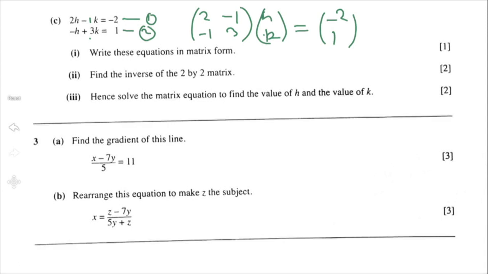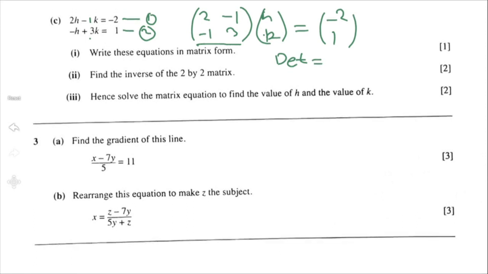Okay. Now we can look at the second part of the question here. It's find the inverse of the 2 by 2 matrix. Here we're referring to this matrix here. It's a 2 by 2 matrix. So what's the inverse of this 2 by 2 matrix? In order to work out the inverse of a 2 by 2 matrix, once again, you first have to calculate the determinant. We can work out what we call the determinant of that 2 by 2 matrix.